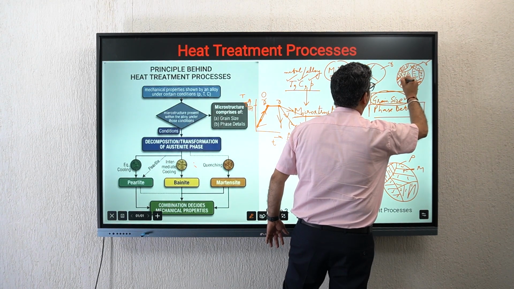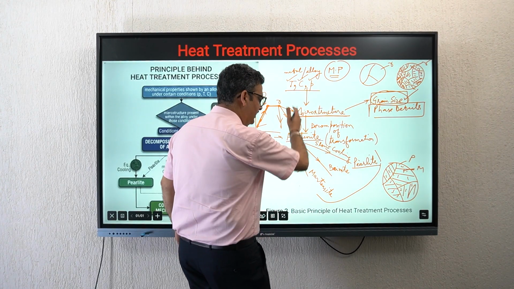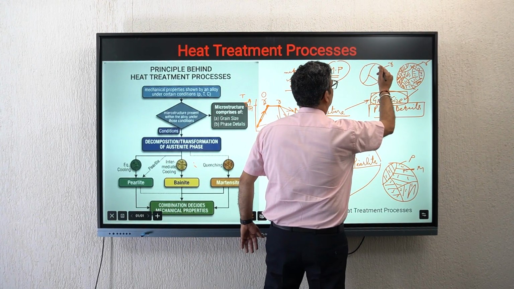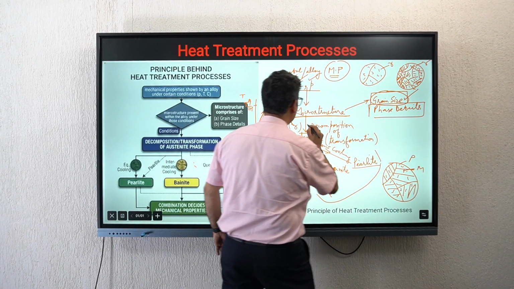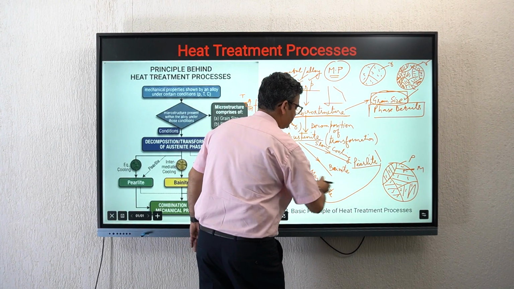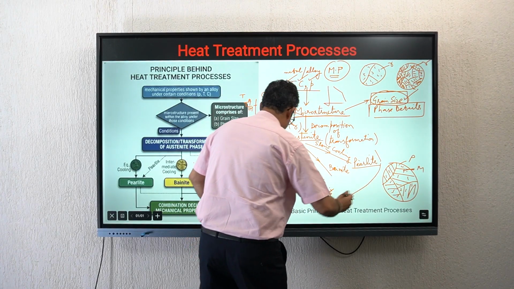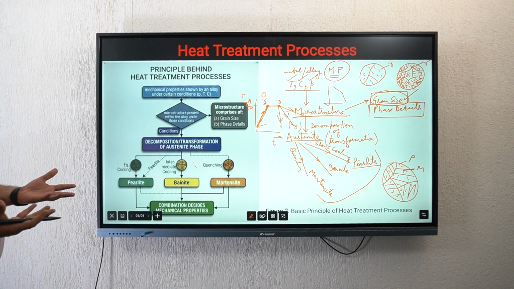So who has decided the phase details? The type of cooling that you were doing. You do very, very fast cooling, same austenite will change to 100% martensite. Or you do first slow, then fast cooling, you will get a mix of these. So this is the basic principle of how heat treatment processes work.